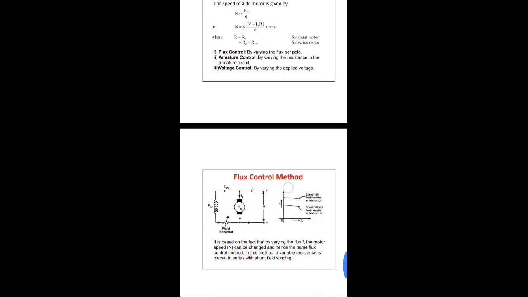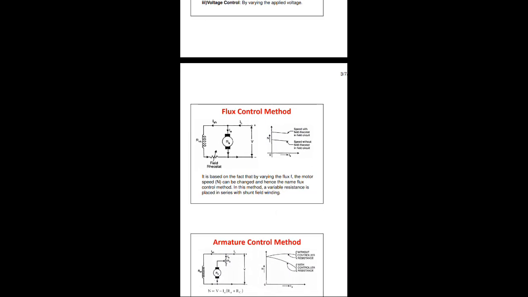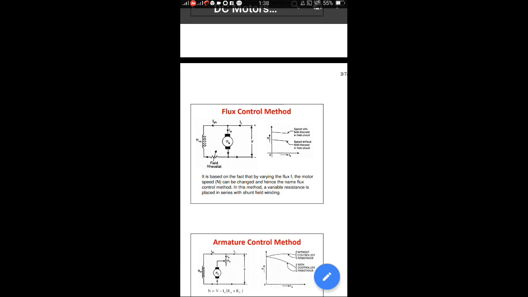That is the flux control method. What I told you, what is meant by the flux control method? The flux control method is used to obtain the above rated speeds. It is based on the fact that by varying the flux, the motor speed can be changed. Hence the name flux control method.